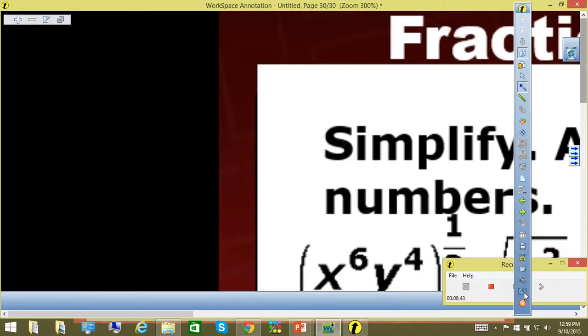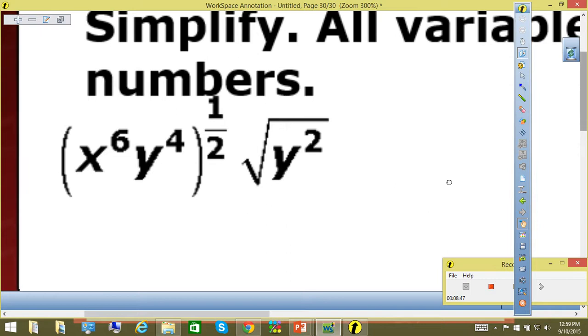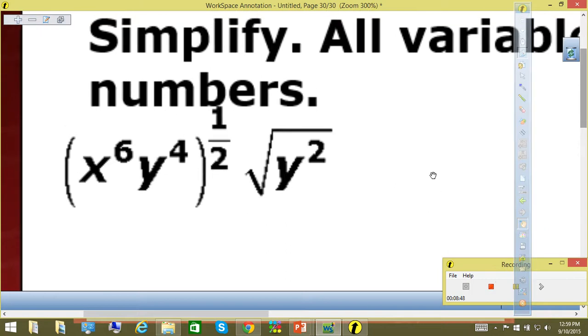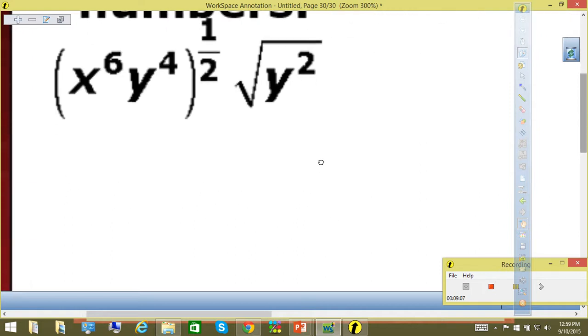Example 4B. Oh, let me zoom in. There it is. Example 4B says simplify, and we got x to the 6th, y to the 4th, all that to the half power. And then we got times the square root of y to the 2nd. We're going to do this one together, since we already know how to do both, right? Yes, Mr. Q. All right, good.